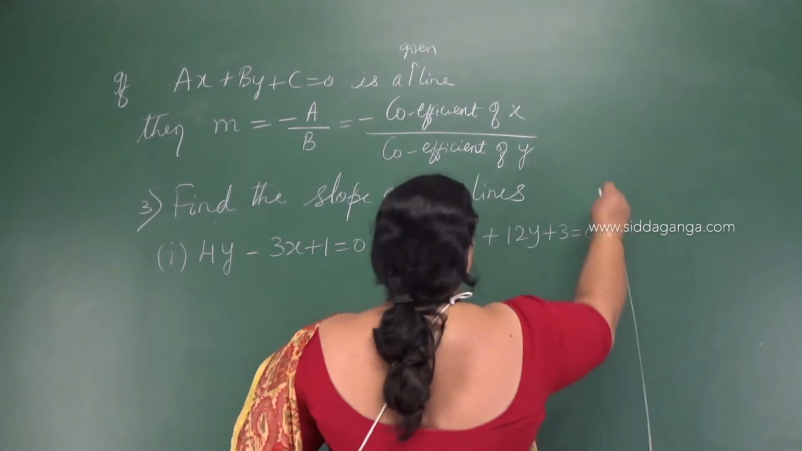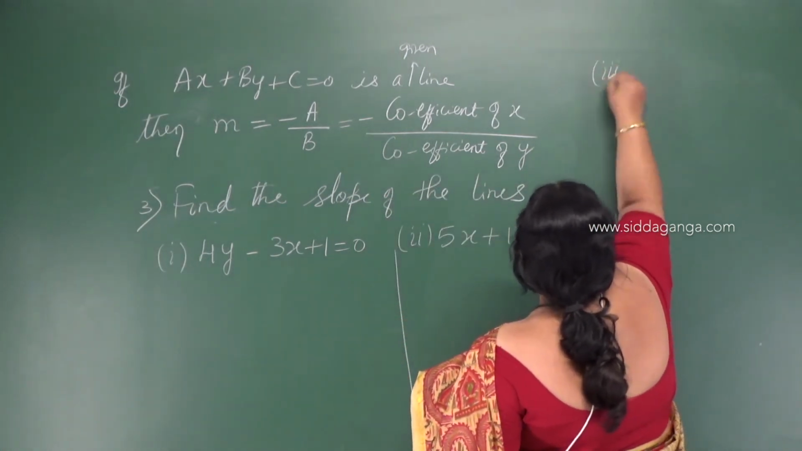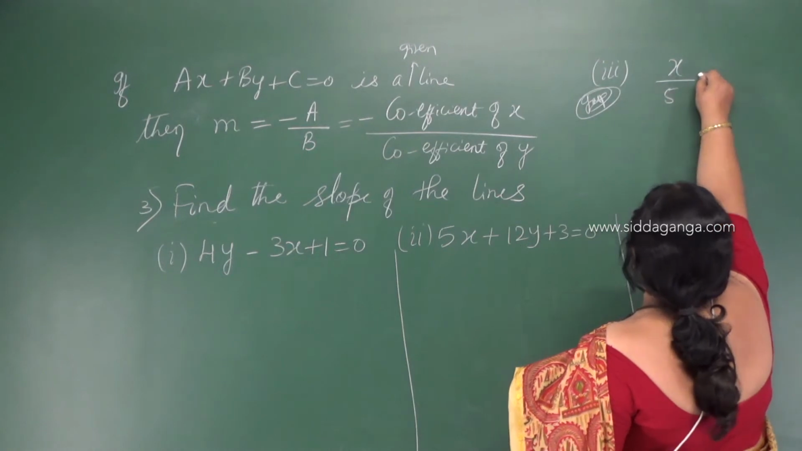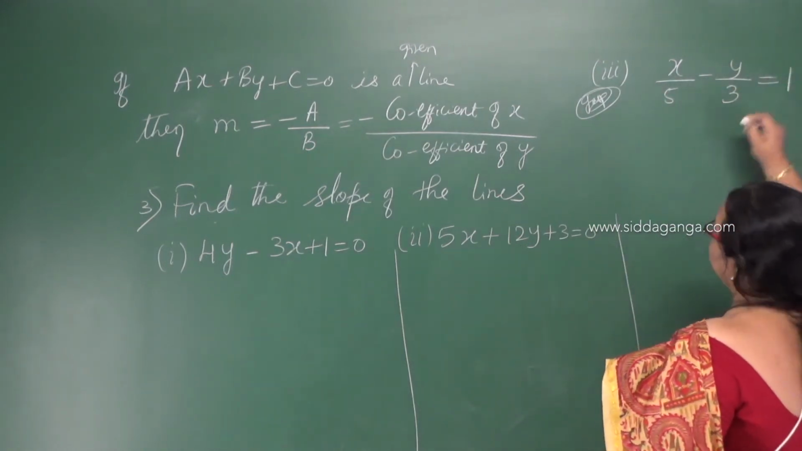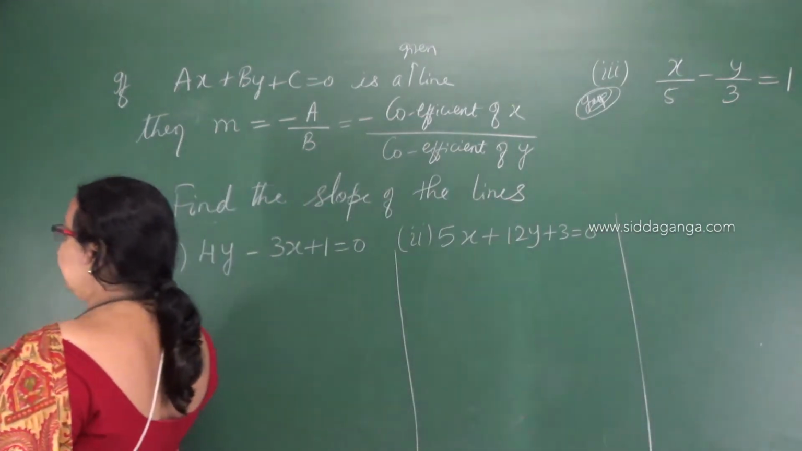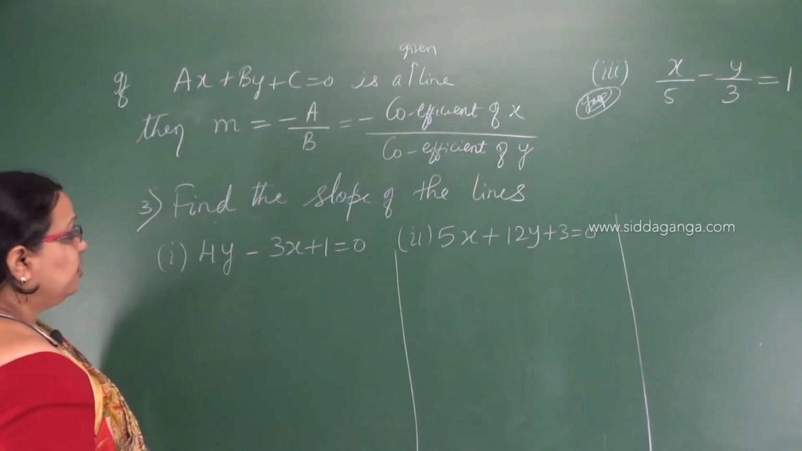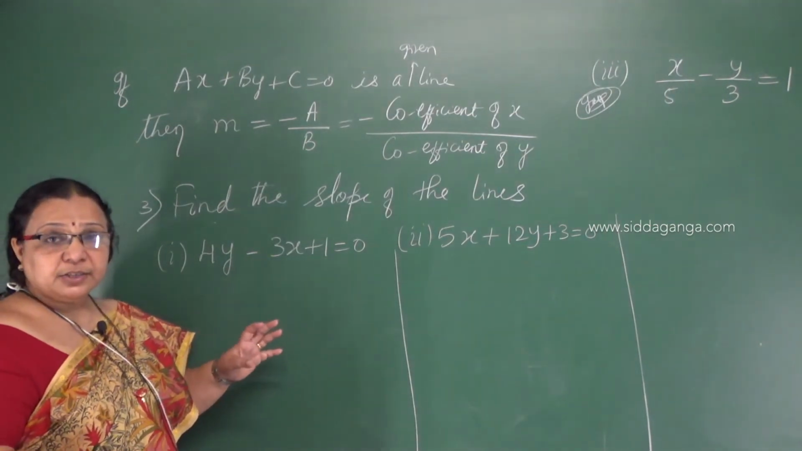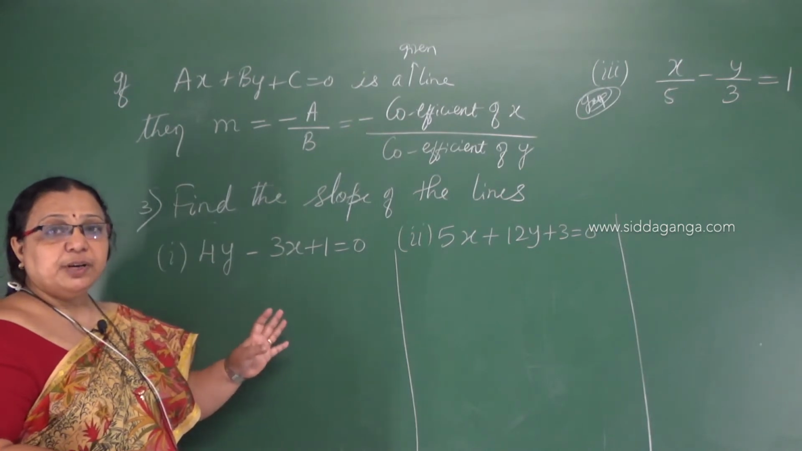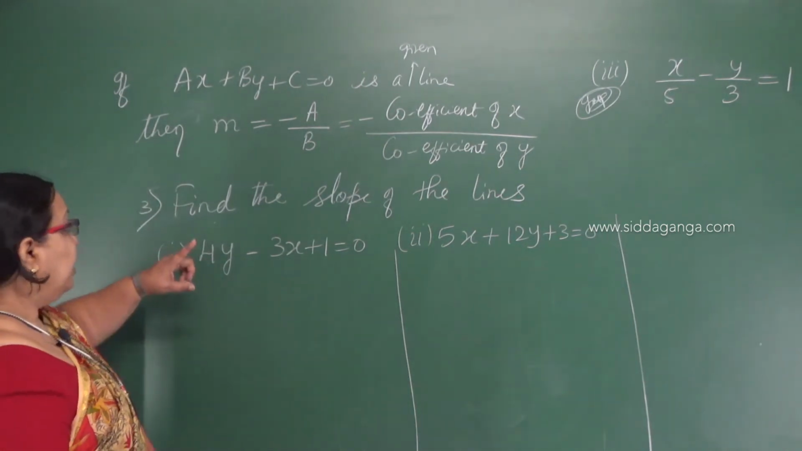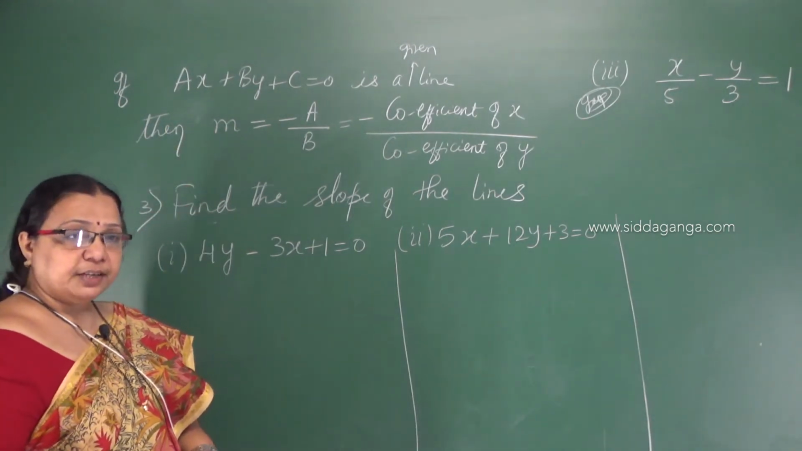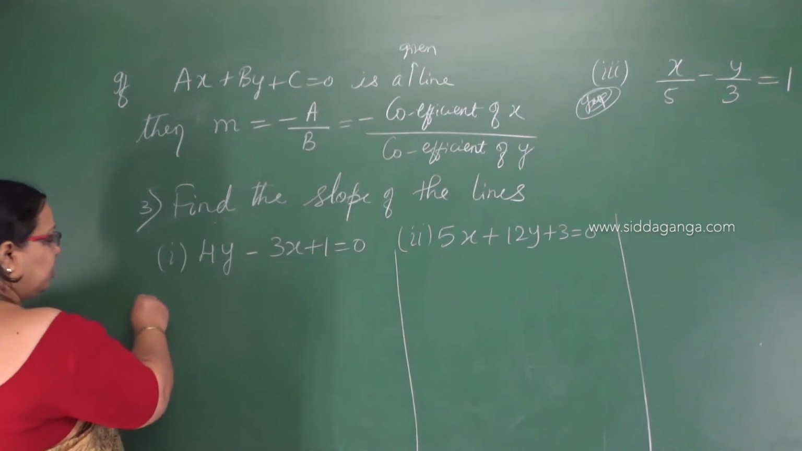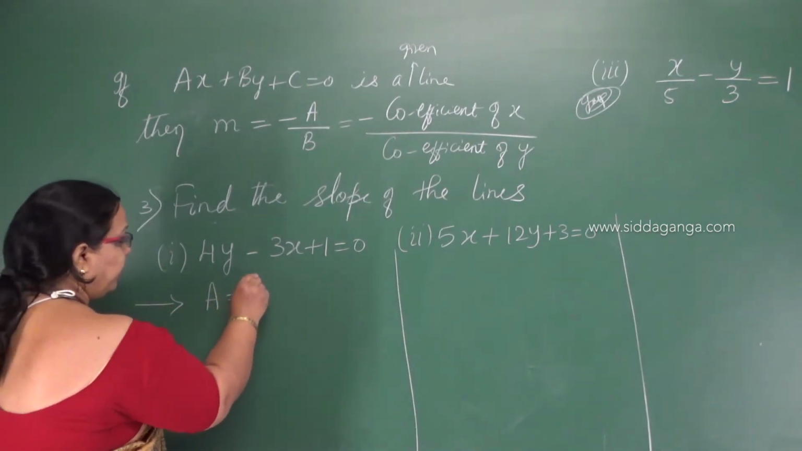This is the second example. Now the third example is this important one: x divided by 5 minus y divided by 3 equal to 1. We have to find the slope of the line. Whatever the order of x and y, just recognize the coefficient of x and the coefficient of y. In the general formula, a represents the coefficient of x and b represents the coefficient of y. Here also we have to take it the same way.